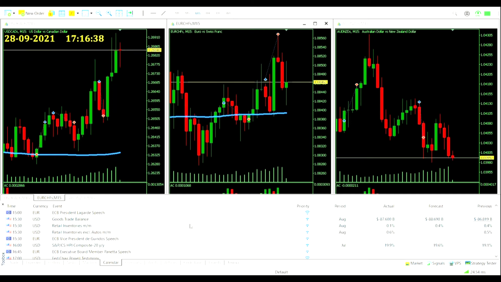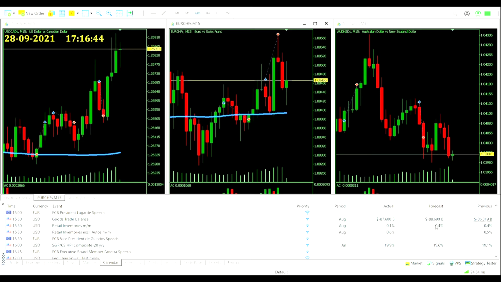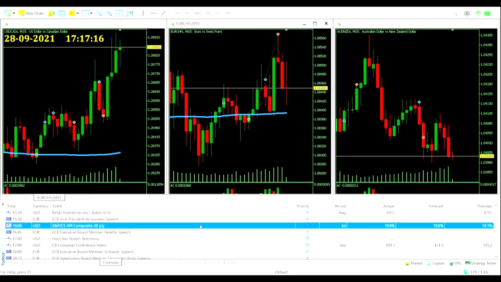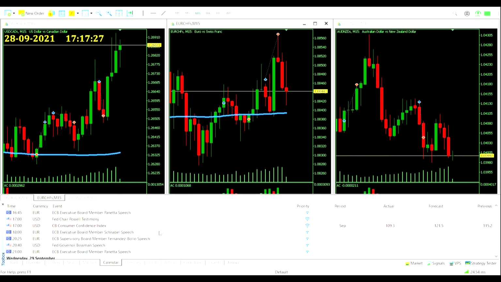So the US dollar goods trade balance came in at negative 87.6 billion, against the forecast of negative 88.6 billion. Slightly better than expected for them. And then retail inventories came in month on month at 0.1% against 0.4% forecast. At 4 o'clock, we also got the US dollar house price index composite 20, 19.9% year on year against the forecast of 19.6. About as expected there.